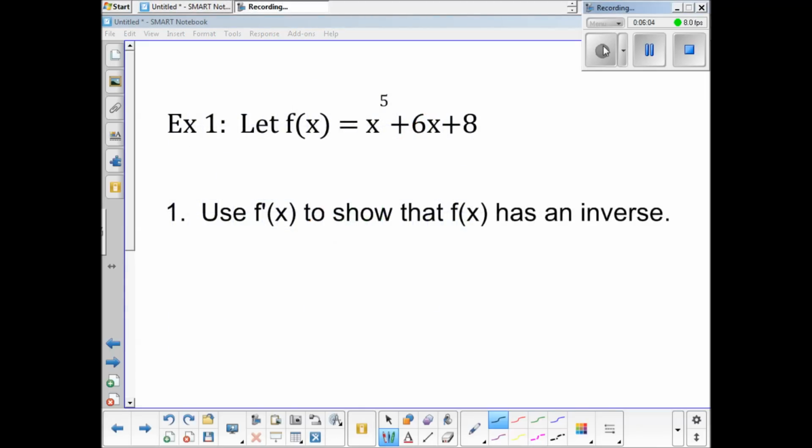Okay, for our first example, we're going to let f of x equal x to the fifth plus 6x plus 8. Now we're going to be showing that there is an inverse to this. So first of all, typically when you were taught to do this, you were taught that you needed to take the left side and make it y, right? And then you were supposed to take your x's and y's and trade roles so that it looks like this.